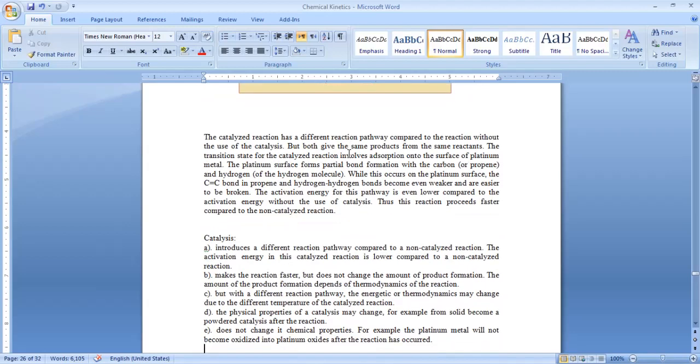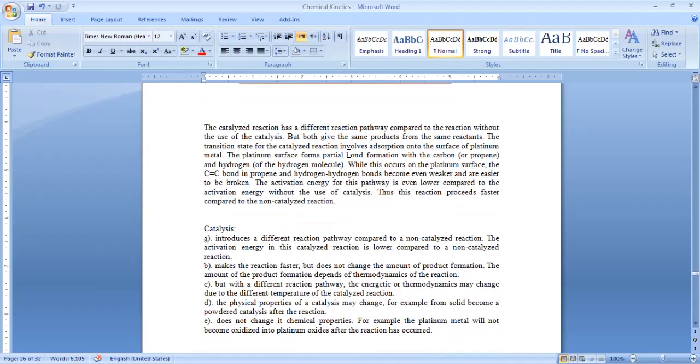But one thing about catalysis: a catalyst introduces a different reaction pathway compared to a non-catalyzed reaction. The activation energy of the catalyzed reaction is lower compared to a non-catalyzed reaction, but the product is the same. The reactants are the same. The products are the same, except the direction of the reaction. The reaction direction is totally different.